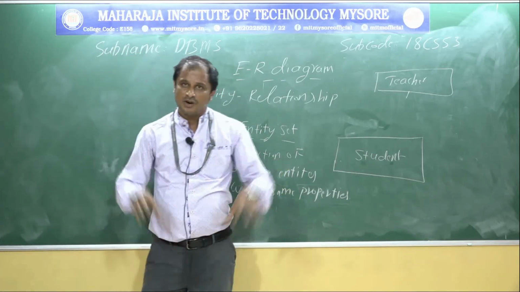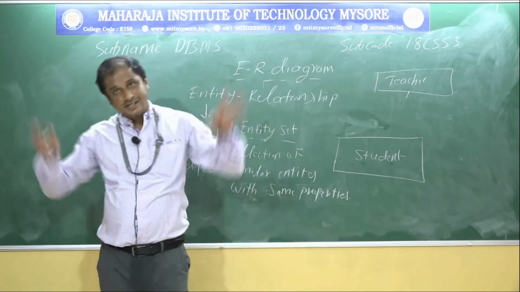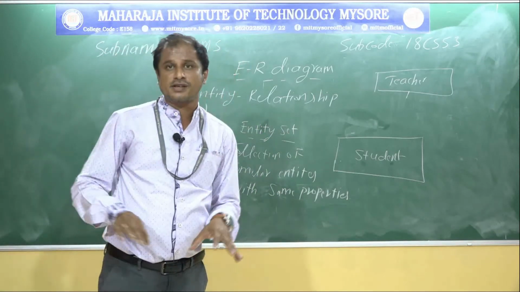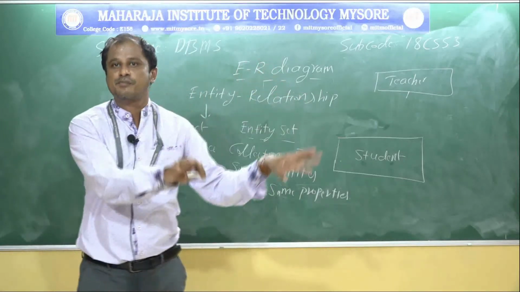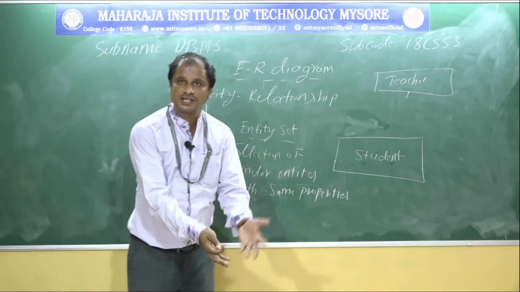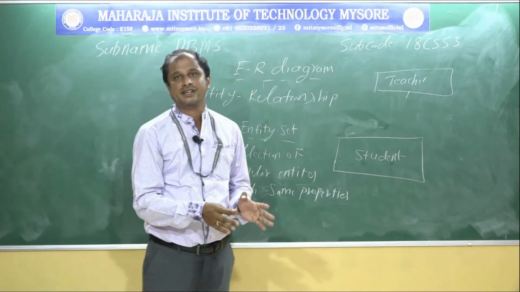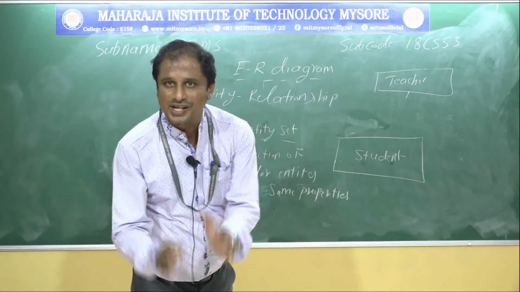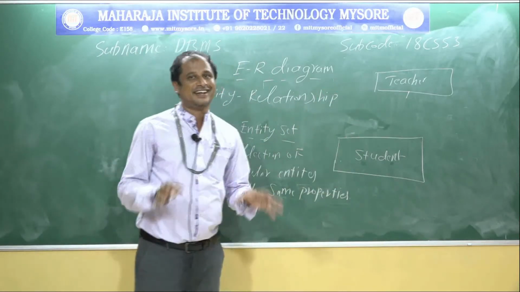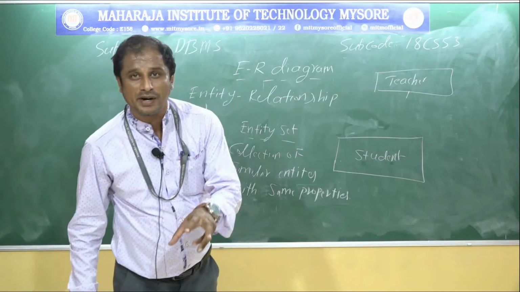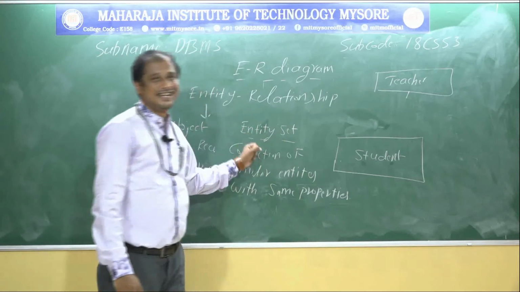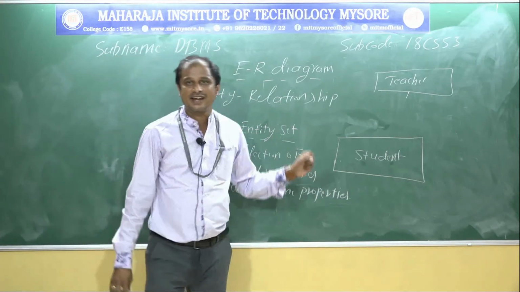An employee working for the IS department is an employee. A CS employee is also an employee. If you go to mechanical, they are also employees. The same property means we are into teaching, they are also into teaching. So we both are into teaching, right? This is called an entity set: a collection of similar entities with the same properties.